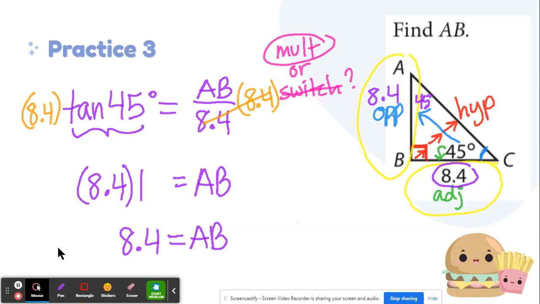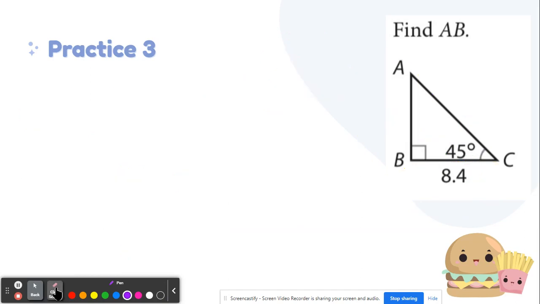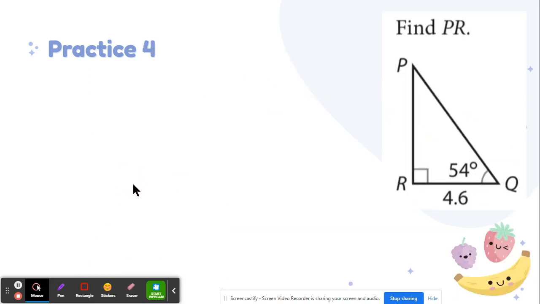That one was a little tricky, but it's good. I'm going to go on to the next one. This is the last example for today. If you have any questions after this, please let me know.